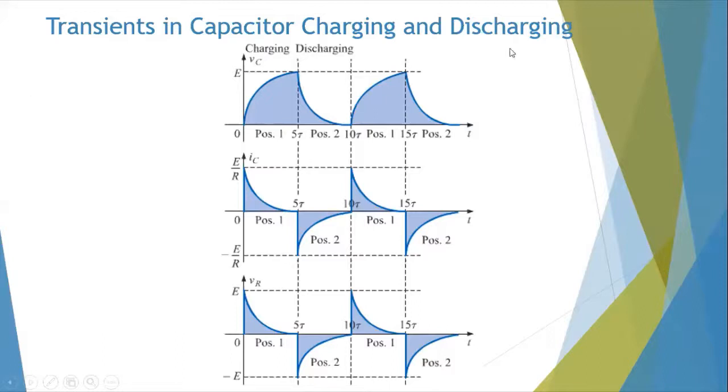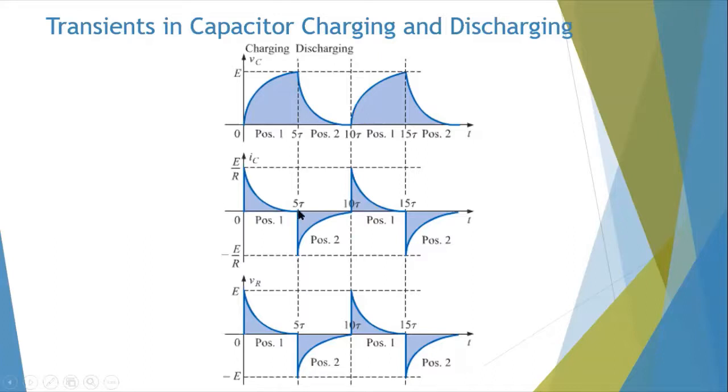This is showing the charging and discharging. So this is where your switch was in position 1. And then at some time, assuming it is 5 time constants, you turn the switch to position 2 to start discharging, and then charging, discharging. So this is how the voltage will look. Whereas for the current, we saw during charging, it started with the maximum value of E over R, and then it would decay to the final value.